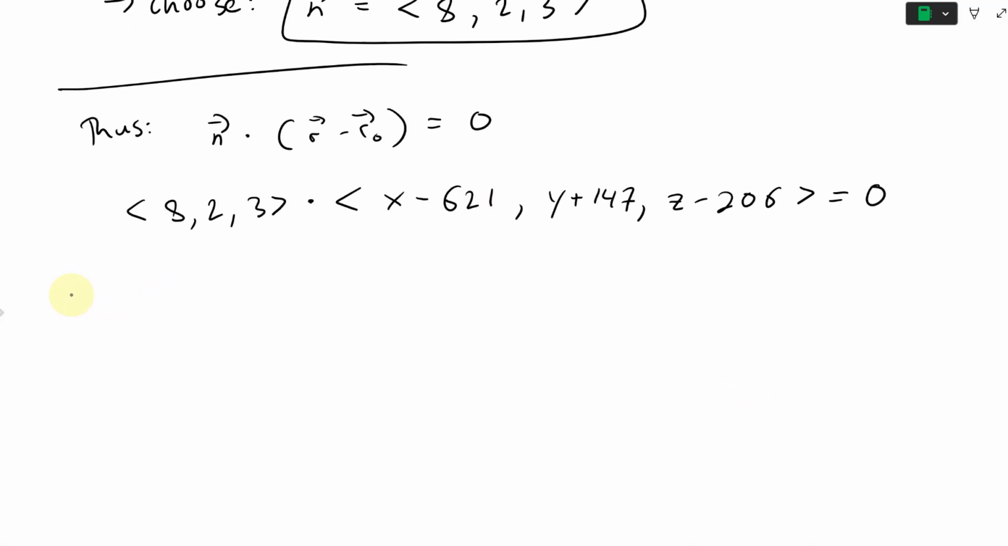We get 8x. So I'll multiply this inside the other ones later, but I'm going to go 8x. All right, so that's 8x, and then this one's 2 times, dot product just multiplies the corresponding coordinates. So 2 times y plus 147. So we'll just do the y plus 2y. So 8x plus 2y plus 3z.